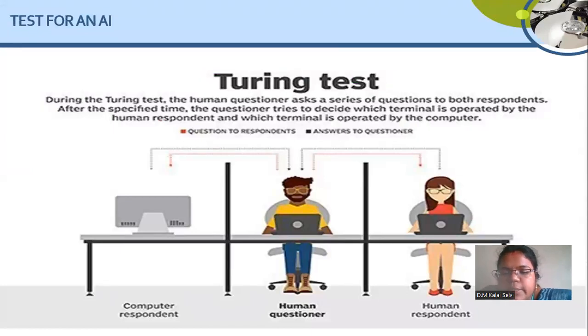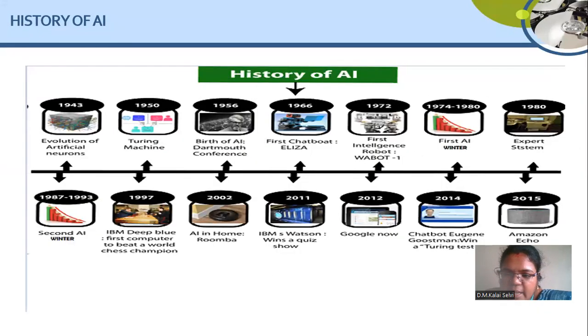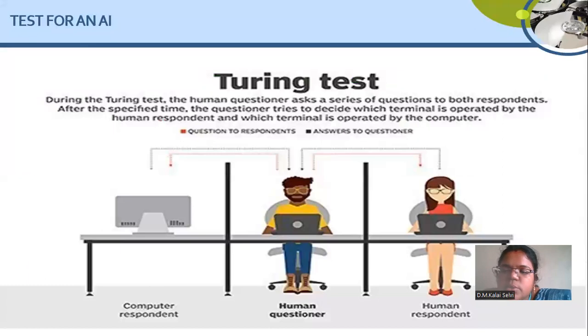Turing test. To date, as on the previous slide, the chatbot Eugene in 2014, and after that in 2021, ChatGPT, are the only two AI machines that can pass the Turing test. So what is the Turing test? In the middle, you have a human questioner, and the response can come from a computer and also from a human. The questioner gets the answer from both the computer and the human, but doesn't know which one is the computer and which one is the human.